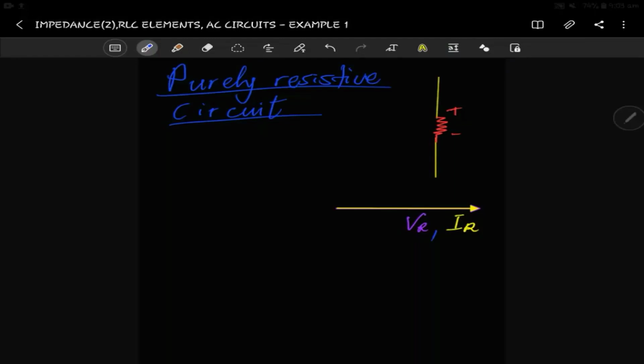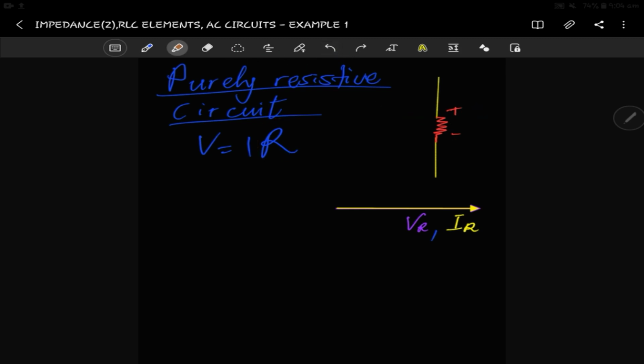All right, so impedance, RLC elements. We are starting with a purely resistive circuit. What this means is that the circuit only has a resistor. That's what we mean by a purely resistive circuit. And then we said the basic equation is V equals IR, based on Ohm's law. The only element causing resistance to the flow of the current is the resistor. That's why we say it's a purely resistive circuit.